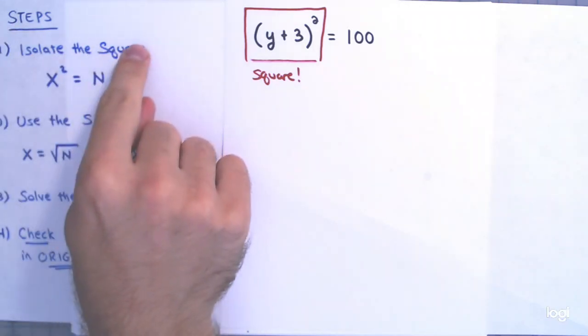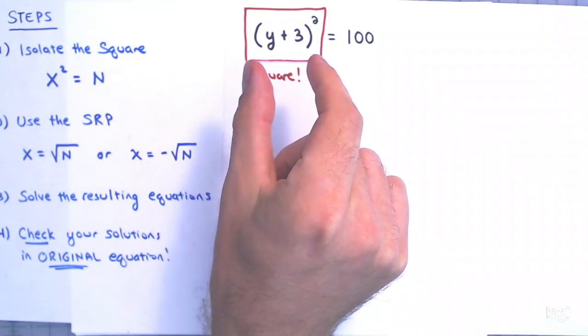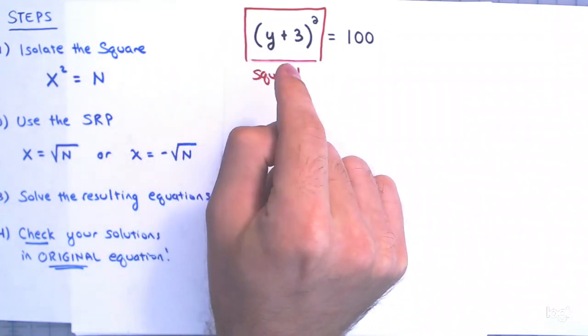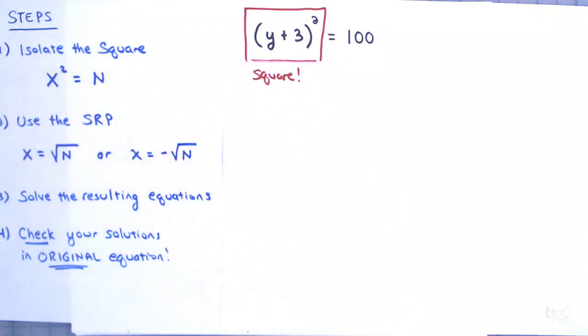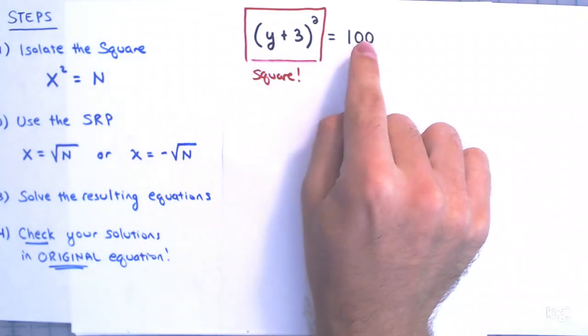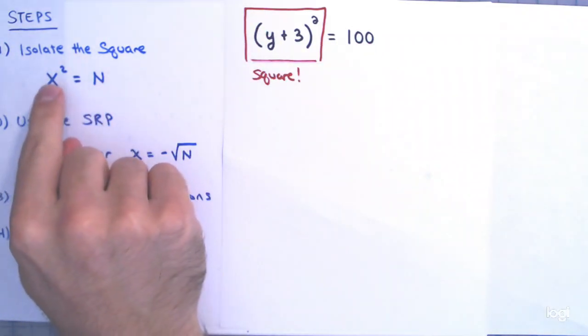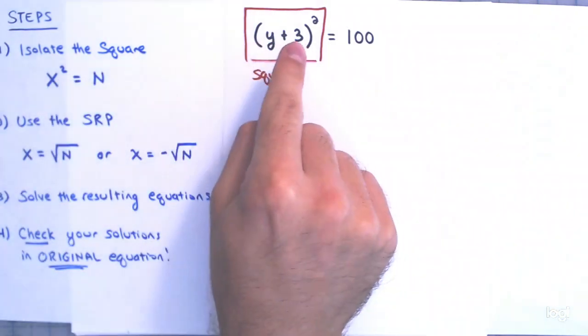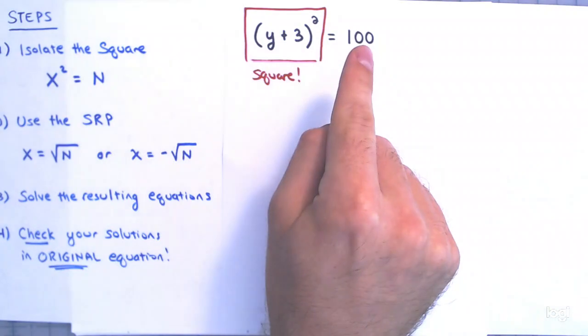So I isolate the square. Well, the square is already on its own side. There's nothing multiplied by it. There's nothing it's divided by. There's nothing it's added to or subtracted from. And then on the other side, you have the number. So here, the x in my little form is this y plus 3, and the n is the 100.